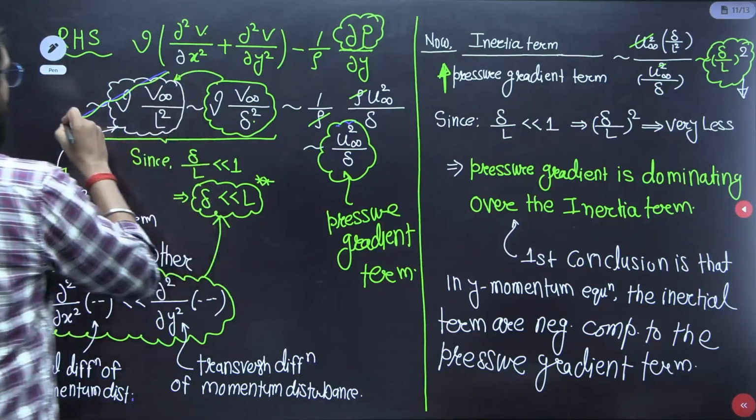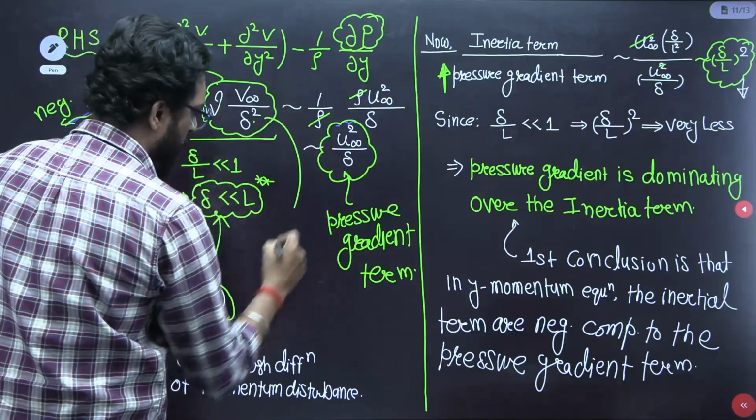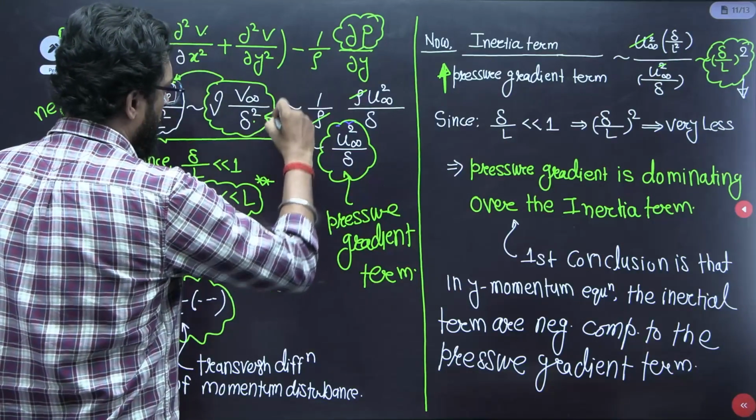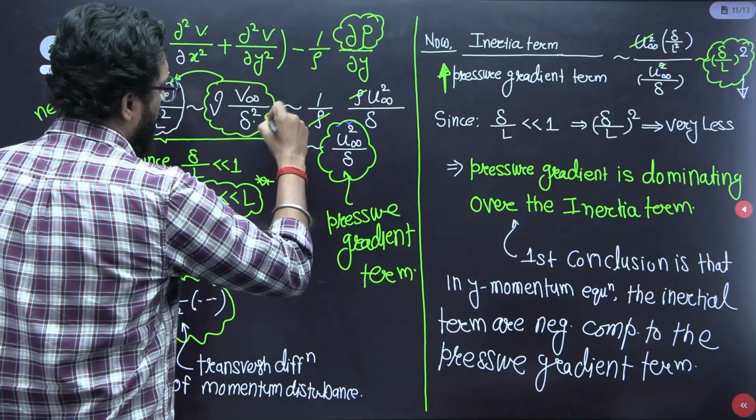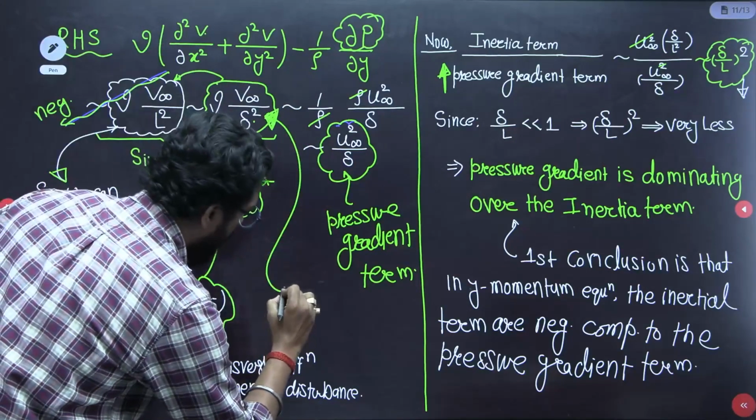So we can neglect this one. If you neglect it, what is this? These are the viscous terms. The diffusion term is the viscous term. So these are the viscous terms.